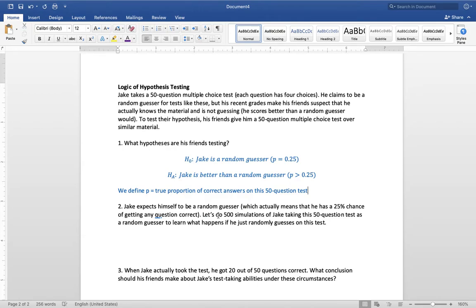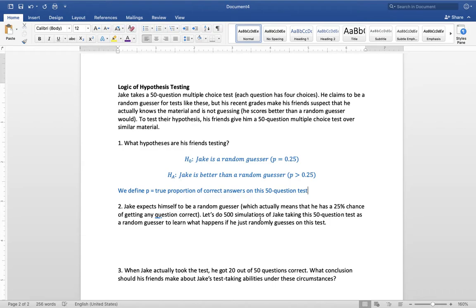So what we're going to do is 500 simulations of Jake taking this 50 question test as a random guesser to learn what happens if he just randomly guesses on the test. If you think about it, we know what a random guesser looks like. A random guesser is a person who gets 1 out of every 4 questions correct. So we're going to do 500 simulations. In other words, Jake is going to take this test 500 times. He's going to do 50 questions 500 times, and we're going to record his percentage of correct answers on that 50 question test every time he does it.